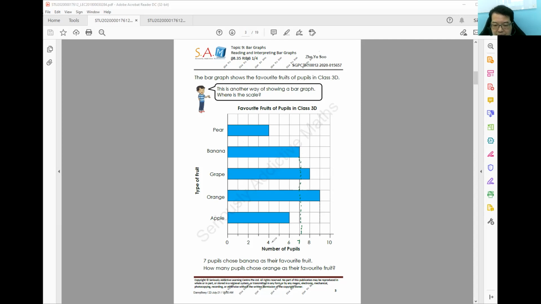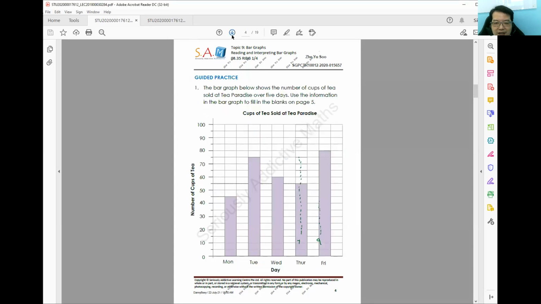And how many pupils chose orange as their favorite fruit? The answer is none. All right. Okay. So easy to understand. All right. Let's move on to the next.